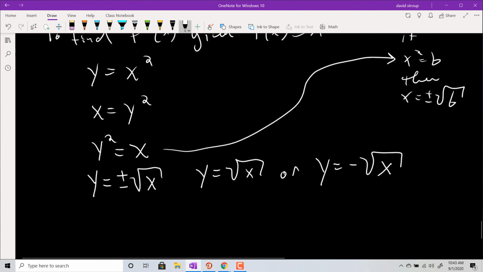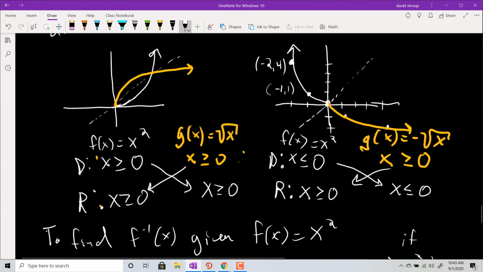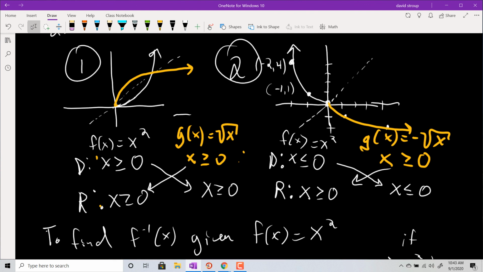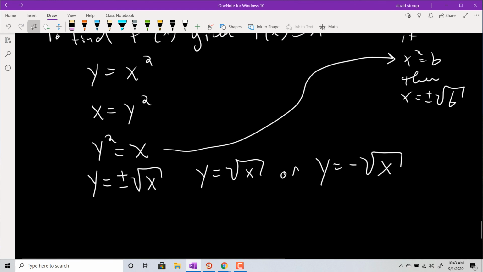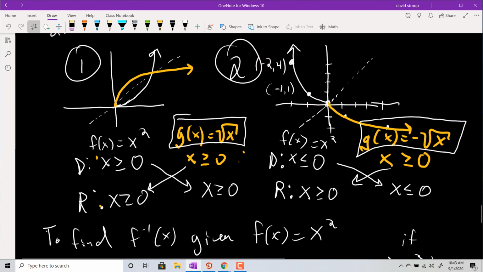So you can notice in the first case, so this is 1, and then this is 2. In the first case, my g of x function is the positive one, the positive square root of x. In the second case, my g of x is that other guy, the negative square root of x. Okay, so it's one or the other, and you have to determine which one it is. Usually what I do is look at the graph of f of x when it's restricted, and then look at its revolved version, and I can tell if it's negative or positive.